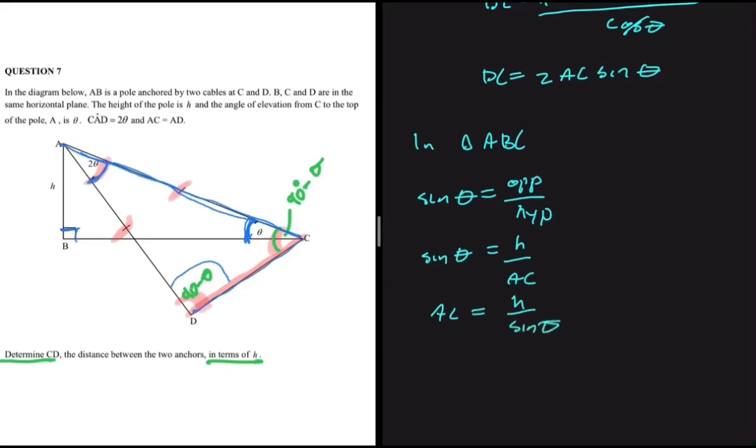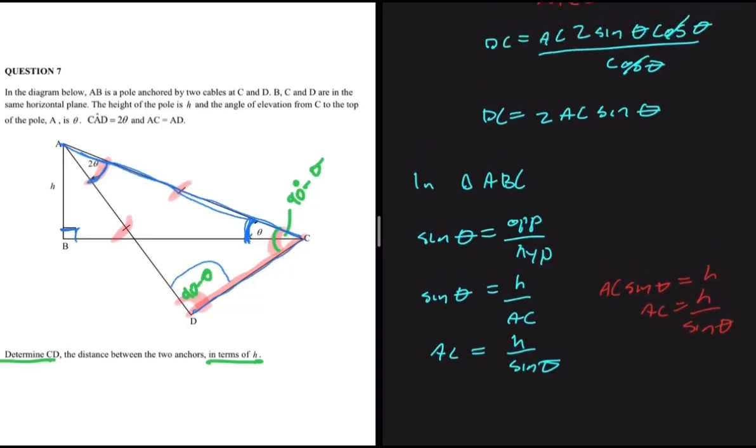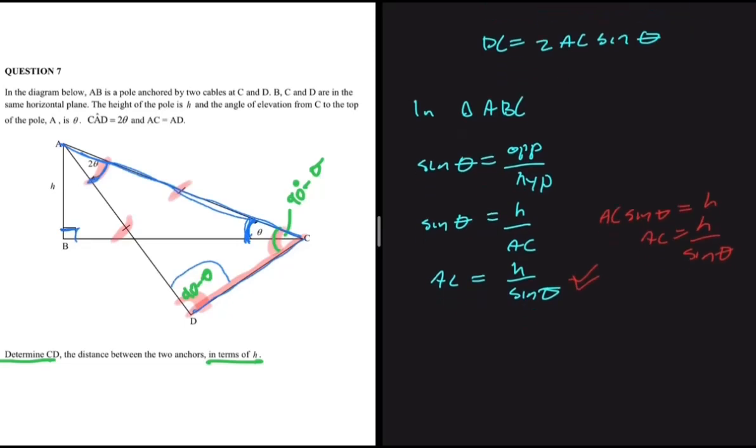For the faint-hearted ones, what we did here, we cross-multiplied. We got AC sine of theta is equal to H, so AC will be H divided by sine of theta. So now that we have AC, right, we can substitute AC back into DC.